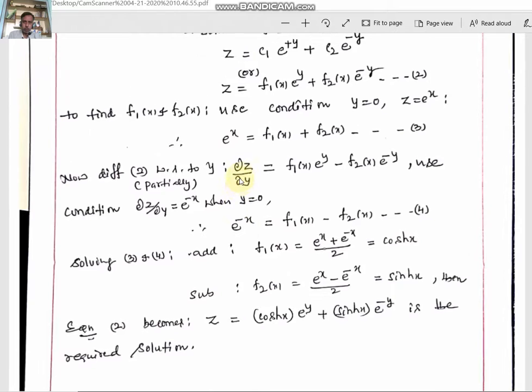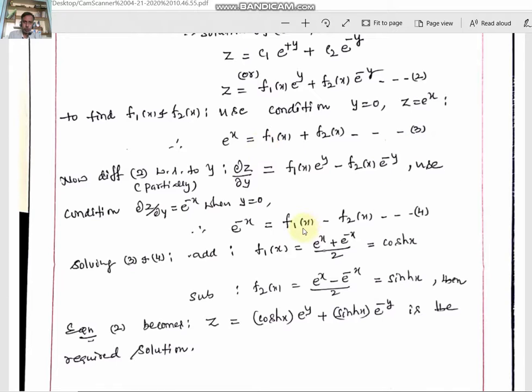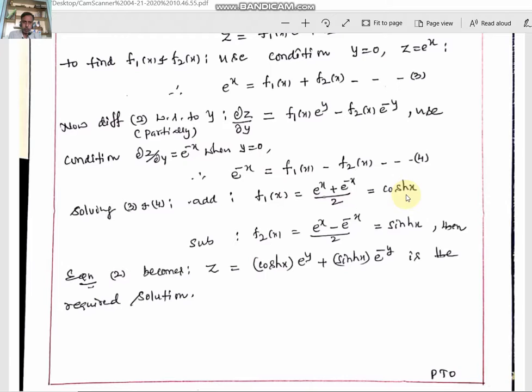Let us solve equation 3 and equation 4. Then we will get f1(x) value as cos hyperbolic x, f2(x) value as sin hyperbolic x. Substitute in the solution. The solution is z equals cos hyperbolic x e power y plus sin hyperbolic x e power minus y. This is the required solution.